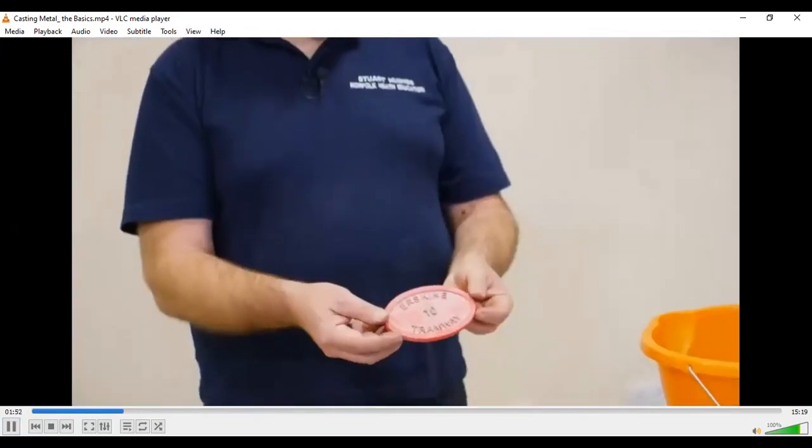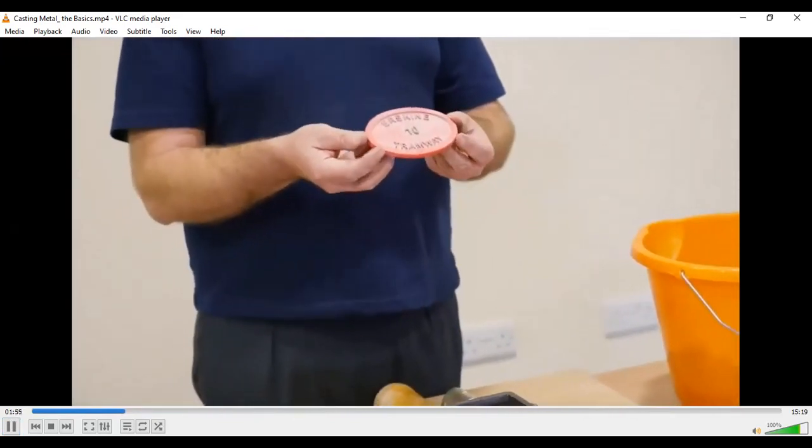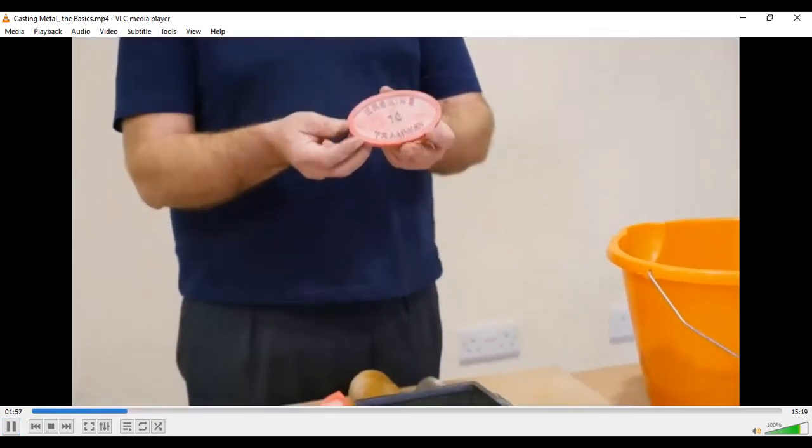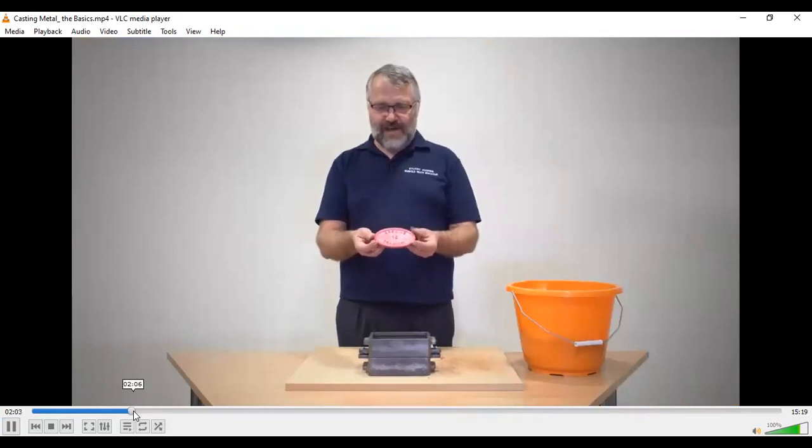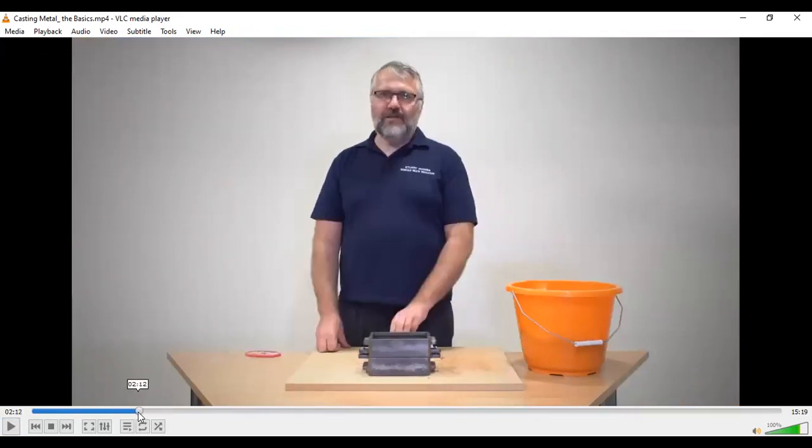To make a simple object, such as this little number plate, it's quite easy to just make it as a one-part pattern which can easily be produced and removed from the sand. This is going to make three components actually.